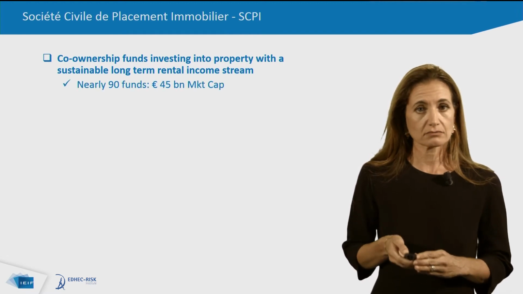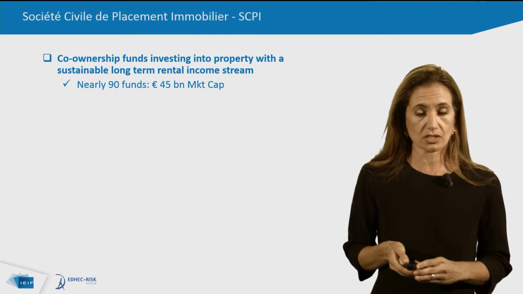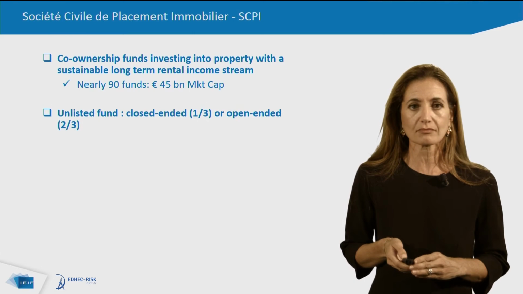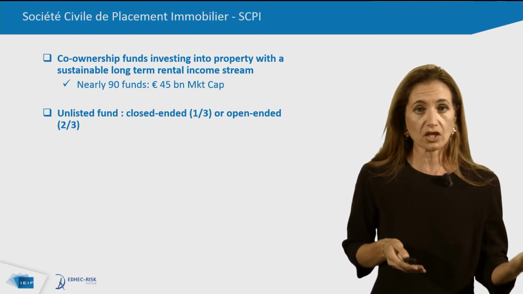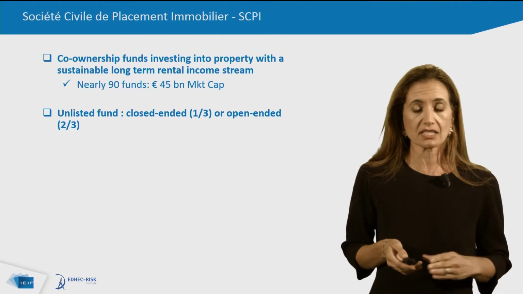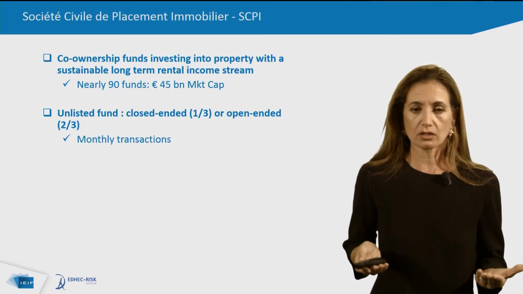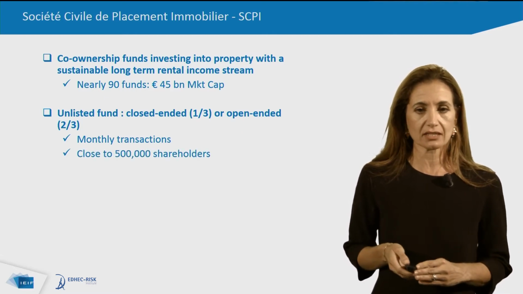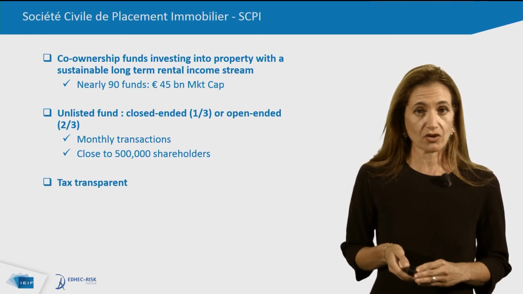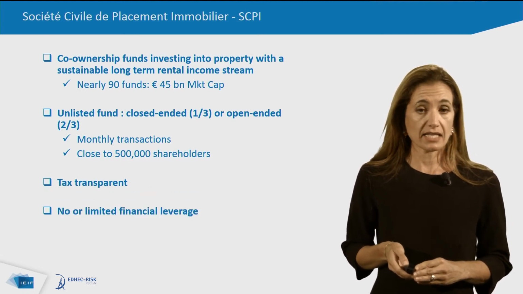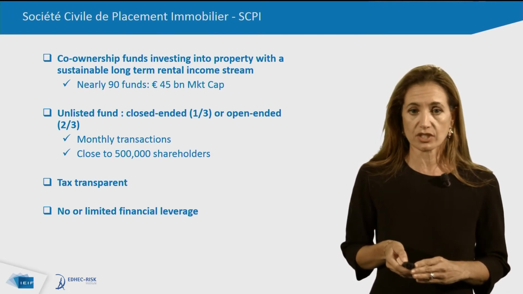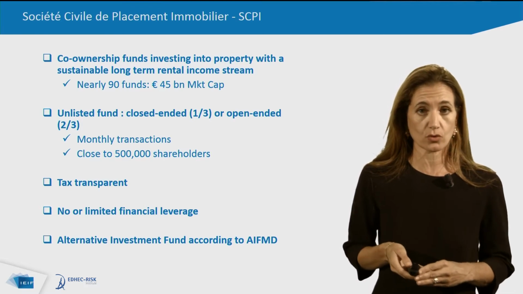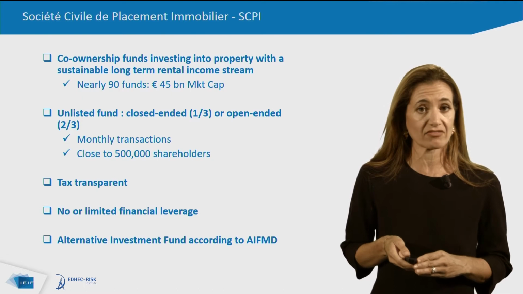As of today, the market is made of nearly 90 funds with a property market value cap of 45 billion euro. These unlisted funds are either closed-ended for one third or open-ended for two thirds. They are based on monthly transactions, and they have close to 500,000 shareholders. These unlisted funds are tax transparent, and there is no or limited financial leverage. And finally, these are considered alternative investment funds according to the AIFMD directive.